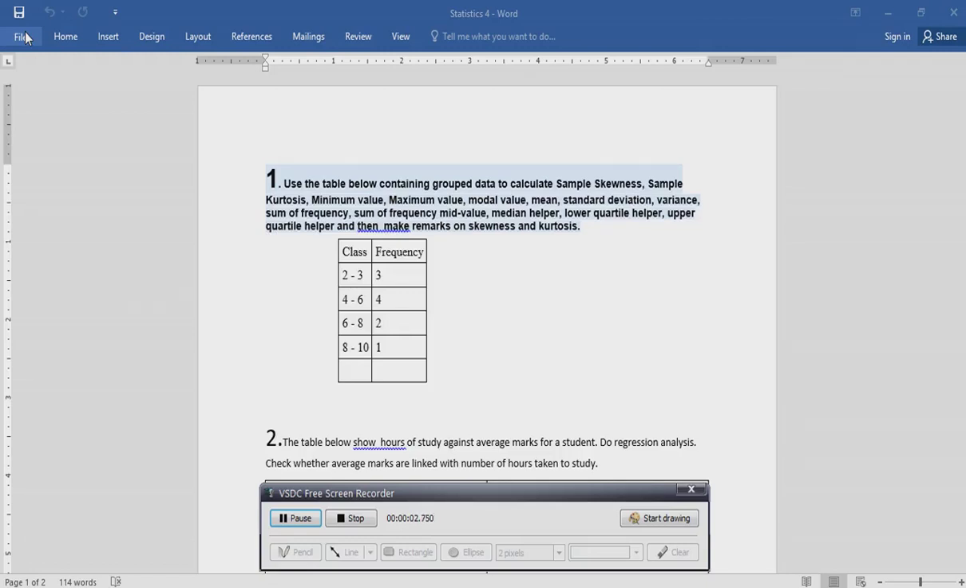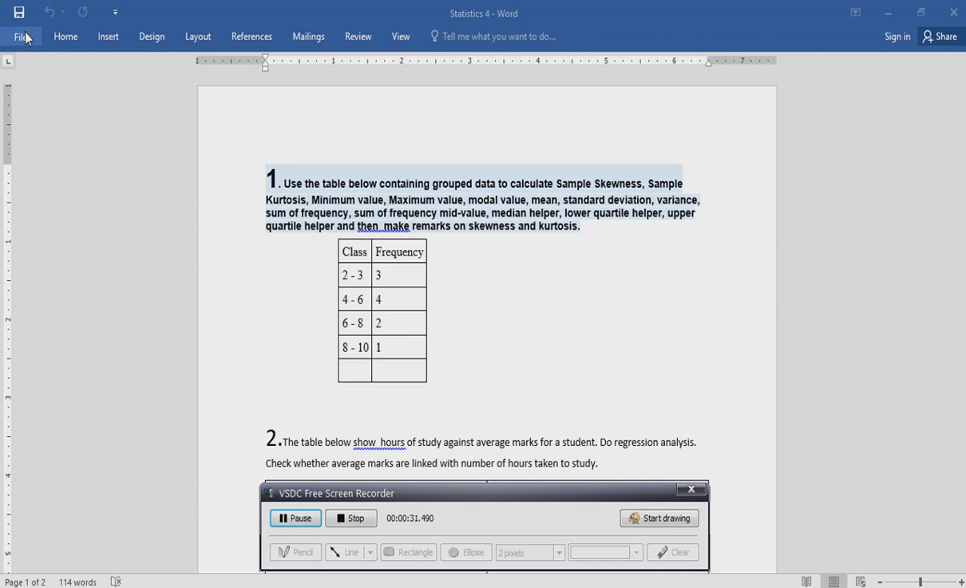BarEl Software. With the help of BarEl Software, use the table below containing group data to calculate sample skewness, sample kurtosis, minimum value, maximum value, model value, mean, standard deviation, variance, sum of frequency mid value, median helper, lower quartile helper, upper quartile helper, and then make remarks on skewness and kurtosis.